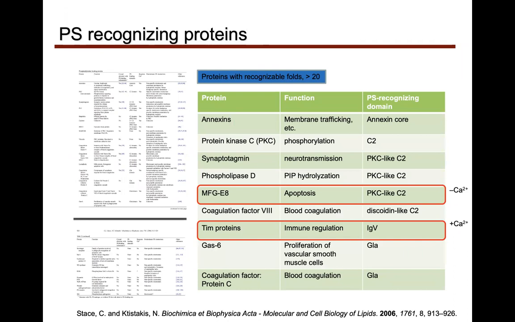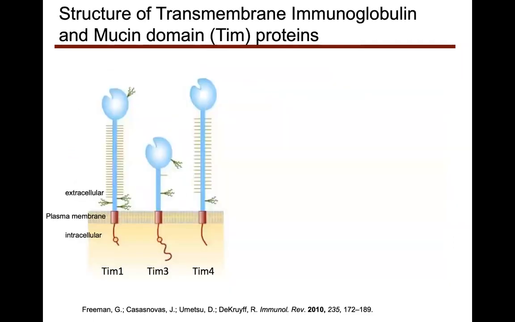We're going to talk about the TIM family of proteins, which is important for immune regulation today. This is a calcium-mediated interaction, whereas MFG-E8, the milk fat globulin protein, which is also important for apoptosis, is a non-calcium mediated event. And there is a whole slew of other proteins that recognize PS.